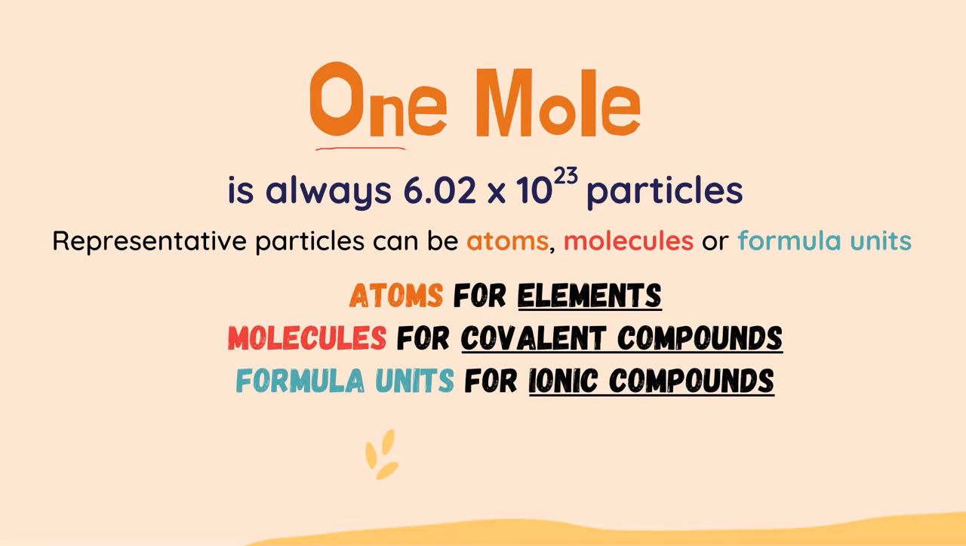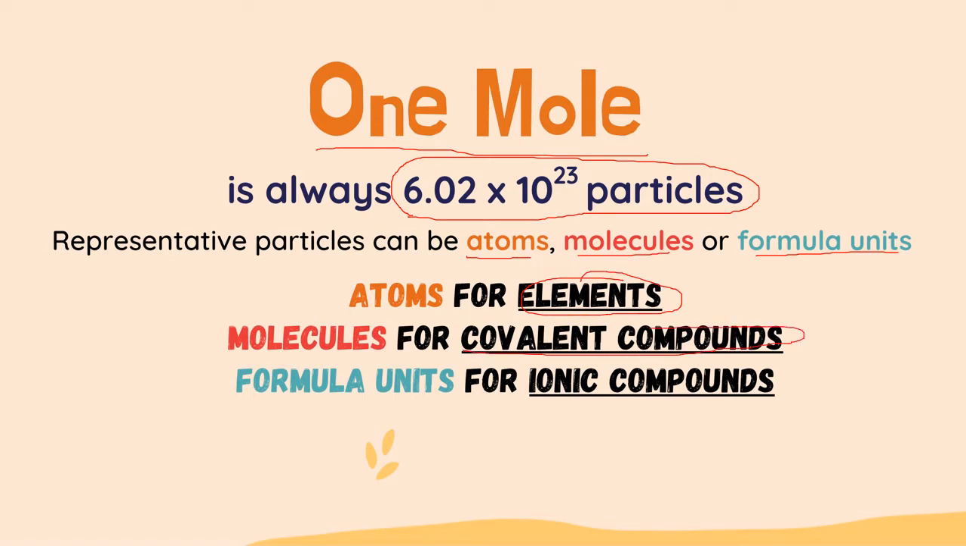In science, we can represent mole to be always 6.02 times 10 to the 23 particles. And the particles can be atoms, molecules, or formula units. The atoms represent the elements. The molecules represent the covalent compounds. And the formula units represent the ionic compounds. I hope you still remember your lesson about covalent compounds and ionic compounds.